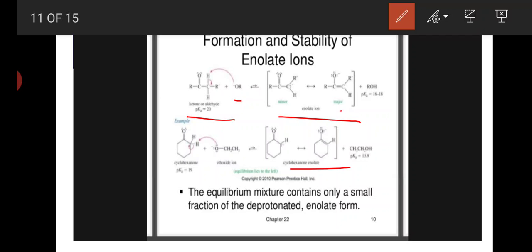Here this is the formation and stability of enolate ions. Two enolate ions may be formed, but one is major and one is minor. The major one is the compound with more stability, and the minor product is the one with less stability. In this particular reaction we can expect two enolate forms. The equilibrium mixture contains only a small fraction of the deprotonated enolate form.